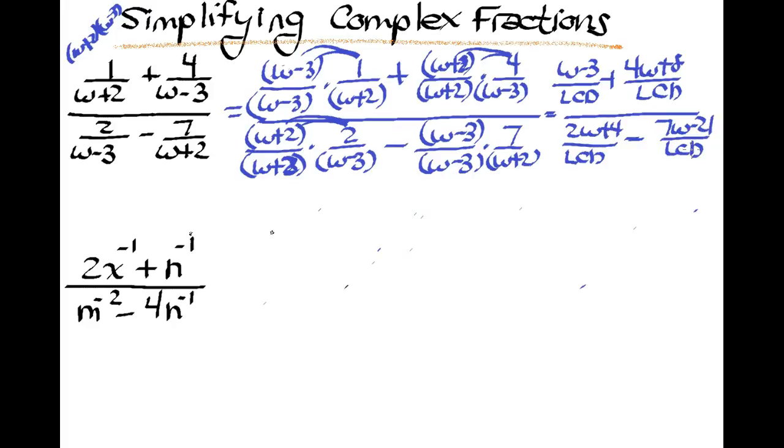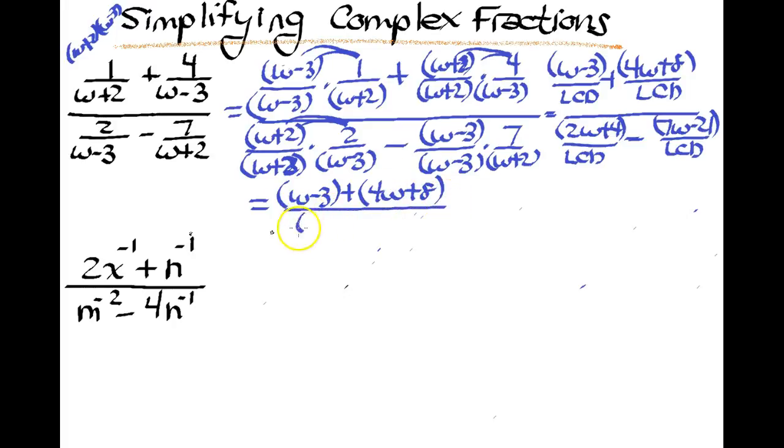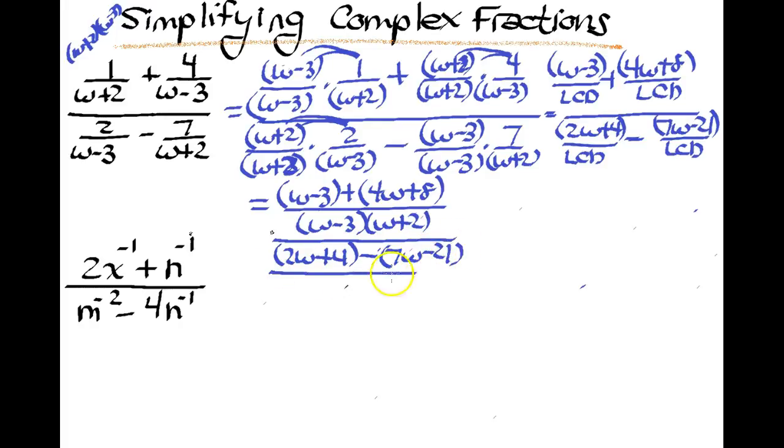Okay, so like I warned you before, we need to put parentheses around any of our binomials so that when we combine into one fraction, we don't forget to distribute anything. So we have w minus 3 plus 4w plus 8 over w minus 3, w plus 2. All over, in our denominator we have 2w plus 4 minus the quantity 7w minus 21 over w minus 3, w plus 2.